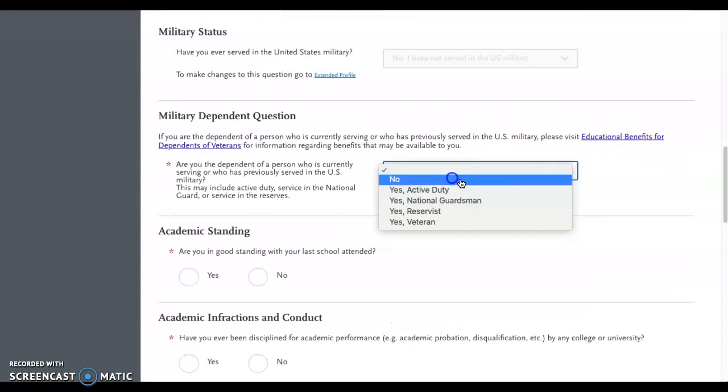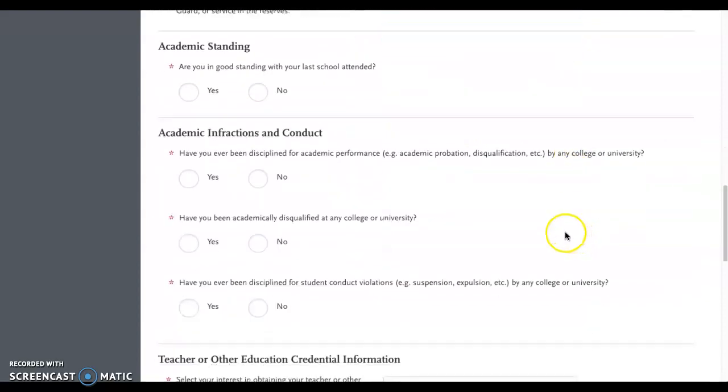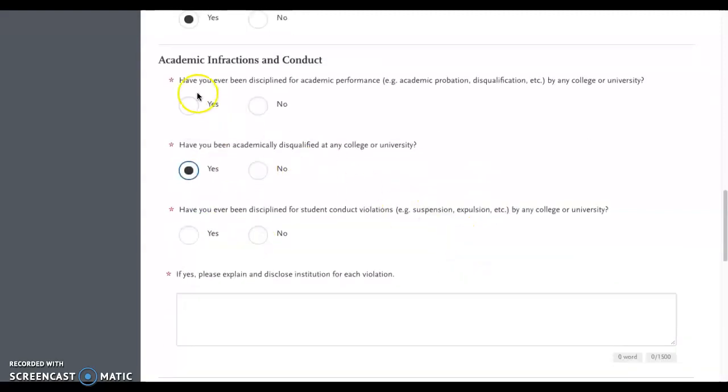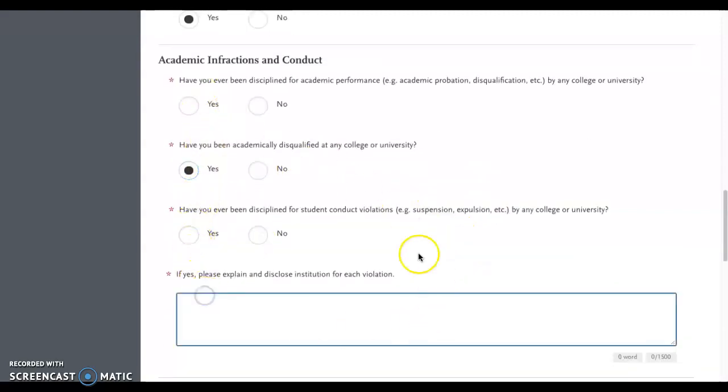if you are military independent, and if you've been in good academic standing at your previous institution. If you've ever been disciplined for academic performance, in other words, you've been on academic probation or disqualified from a university or a college, you will have to explain it here. So if you put yes to any of these questions here, you will have to explain what exactly the situation was and at which institution you were on probation or were dismissed.